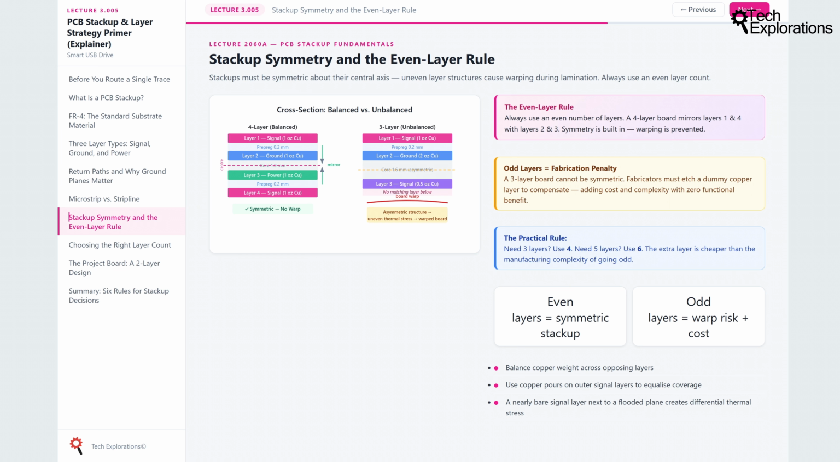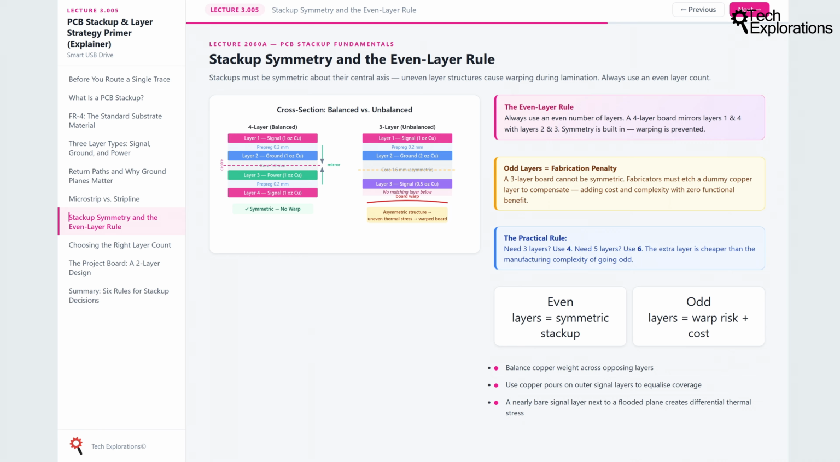A 4-layer board has a natural mirror structure. Layer 1 and Layer 4 match, and Layer 2 and Layer 3 match with the core at the center. An 8-layer board mirrors Layers 1 to 4 against Layers 5 to 8, so symmetry is built in. A 3-layer board can't be symmetric by definition. Fabricators can work around this by etching away a dummy inner copper layer, but it adds processing steps which increase cost without adding any functional benefit. If your design really needs 3 layers, then use 4. If it needs 5 layers, then use 6. The extra layer is cheaper than the manufacturing complexity of going odd.